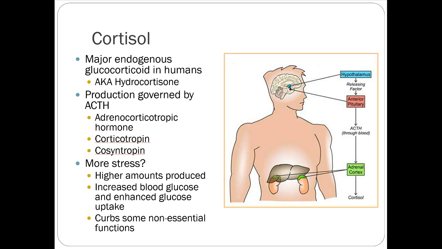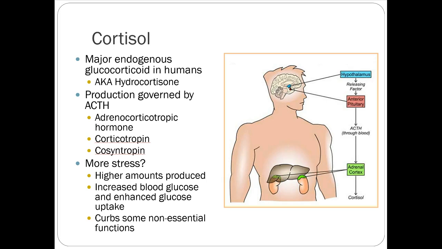Production is governed by adrenocorticotropic hormone, corticotropin, and cosyntropin. There are a number of different pathways here, but basically the hypothalamus has a releasing factor, which acts on the anterior pituitary gland to release adrenocorticotropic hormone, which then communicates with the adrenal cortex to release cortisol. That's really the basics behind it. I don't really want to talk about it much more than that, since it's getting outside my area of expertise. With more stress, higher amounts will be produced.